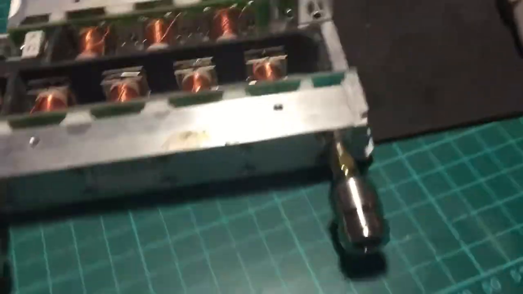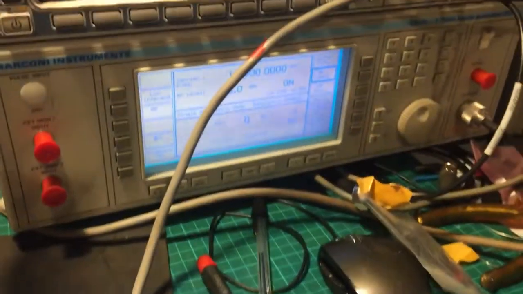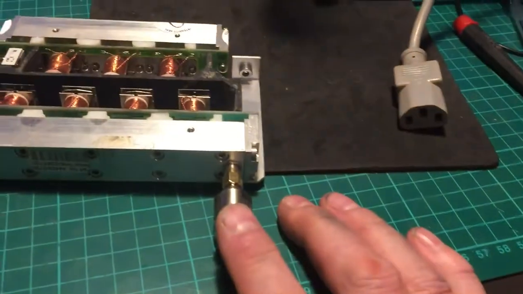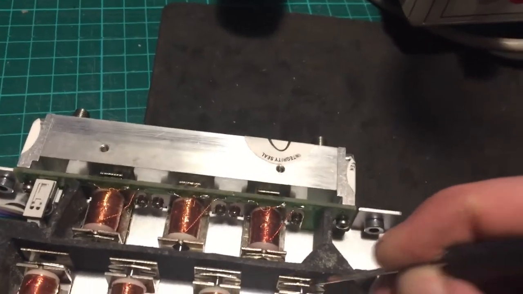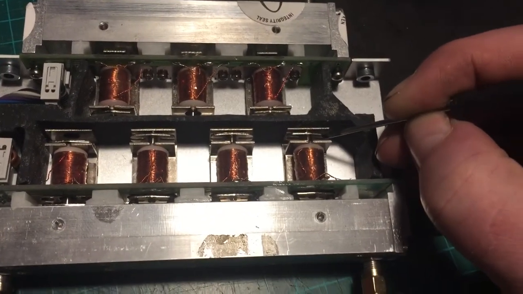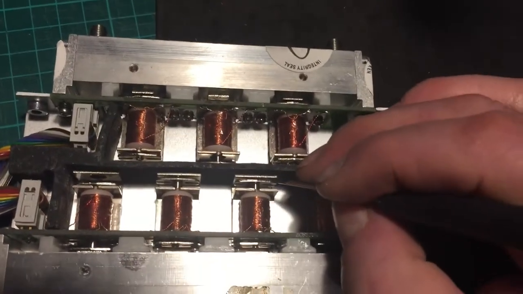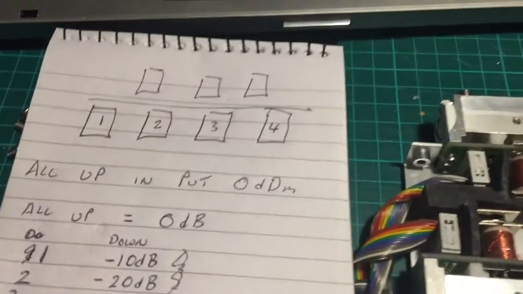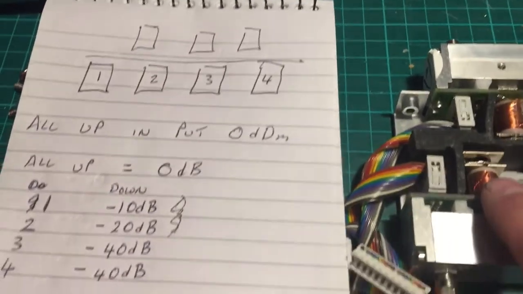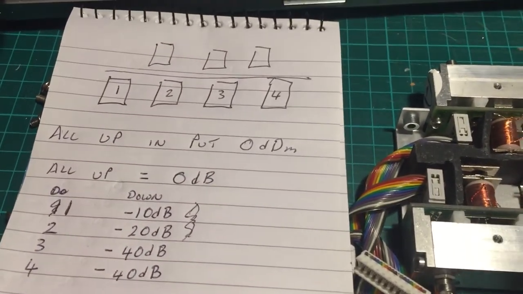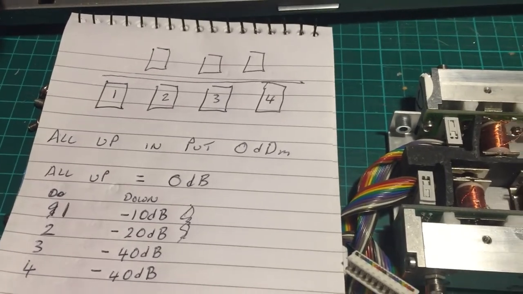And what I did to test it, basically using my spectrum analyzer and my signal generator, I put 0 dB in, measured the output, and then just manually with a screwdriver opened and closed these contacts. Sorry, a bit dark there. Effectively, from the order that I've got there, that's your minus 10 dB, that one is your minus 20 dB, minus 40 and minus 40.